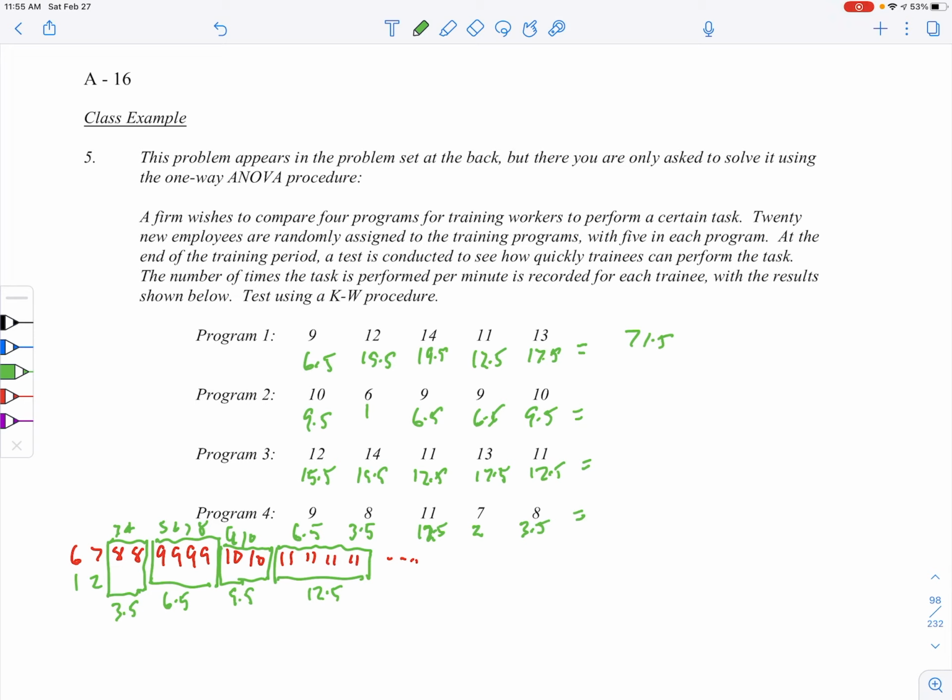And then for program 2, it comes to 33. And then for program 3, we've got 77 and a half. And then for program 4, we've got 28. And just as a quick check, that adds up to 210, and that should be equal to NT times NT plus 1 divided by 2. So your total N is 20 times 21 divided by 2, and that should give you 210.